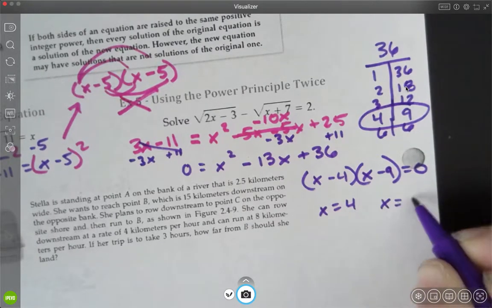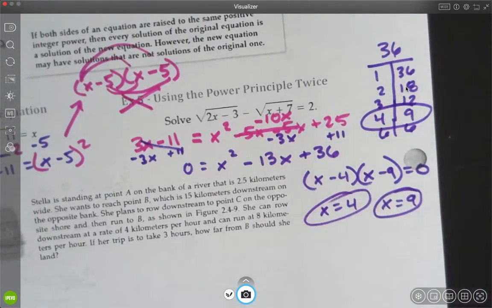X equals 4, x equals 9. Done. Boom. We win. Okay, next problem.